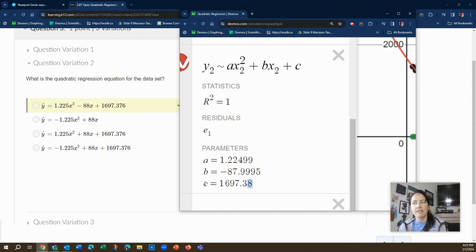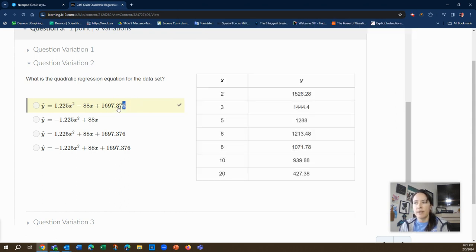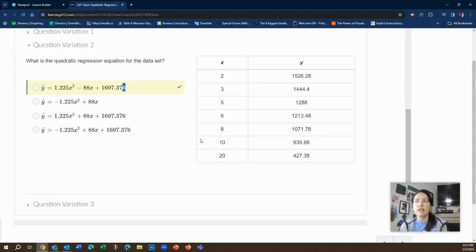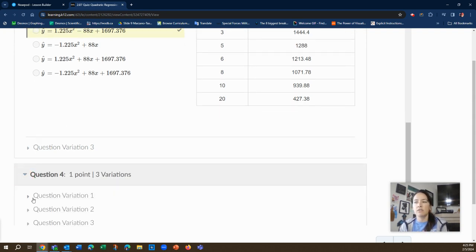Ours has 3 decimal places. That's okay. They're the same number. They're close enough. 1697. 3.76. Ours is 3.8, but if this is a 6, you would round to 8. So there you have it. That's how you find it. Whether it copy pastes for you or you just want to sit there and type it, it doesn't really matter, but that's the skills you're going to need to do.